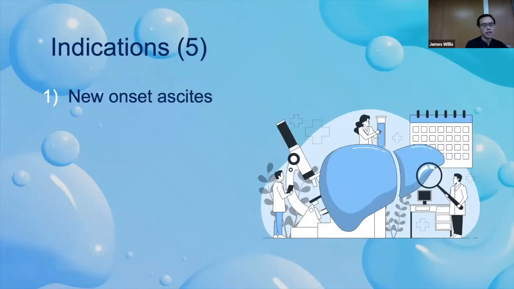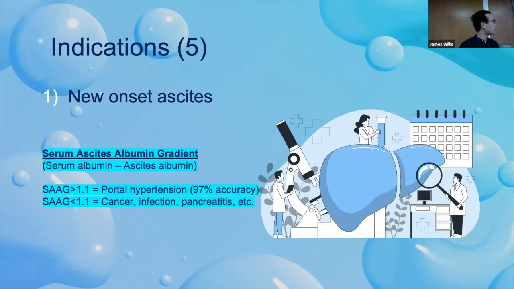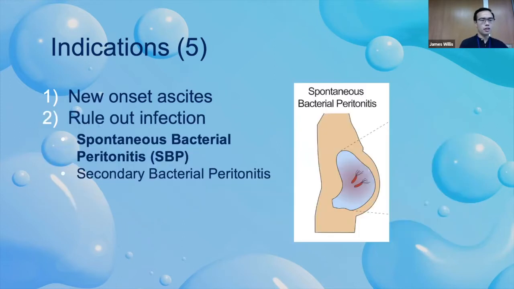So what are some indications? So one indication is if a patient has new onset ascites, we have to find out what may be causing it. Is it like a portal hypertensive cause or a non-portal hypertensive cause? So basically you want to draw the fluid, look at the albumin, and plug into that formula, the serum ascites albumin gradient. And based on the number you get, we can get a better sense of what may be causing the ascites.